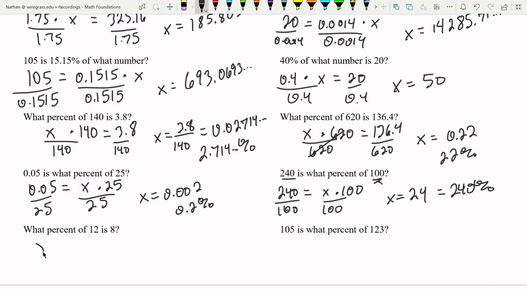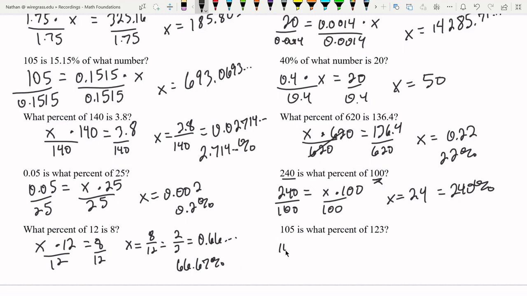Okay, the last two. What percent of 12 is 8? The part is smaller than the whole. So we're going to expect a number less than 100%. 8 twelfths is the same thing as 2/3, which is going to be 0.6 repeating, or 66.67% if you were to round to two places.